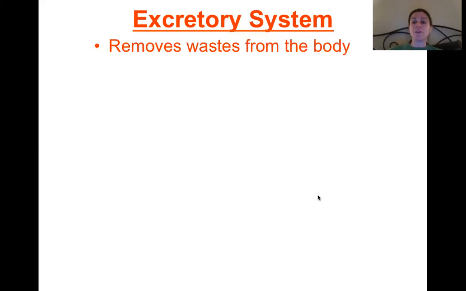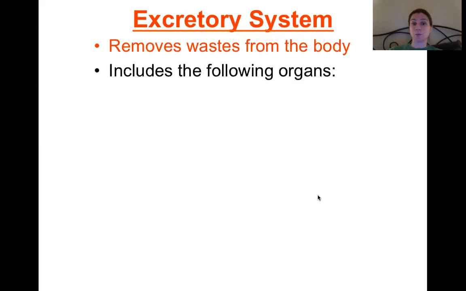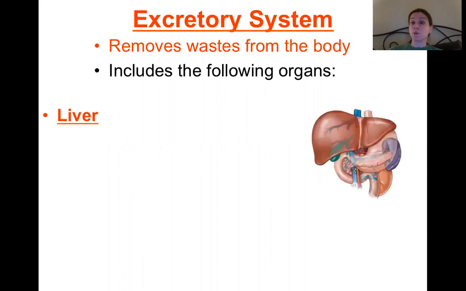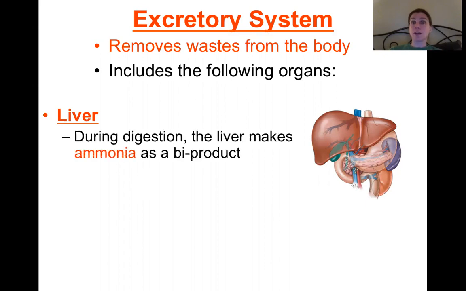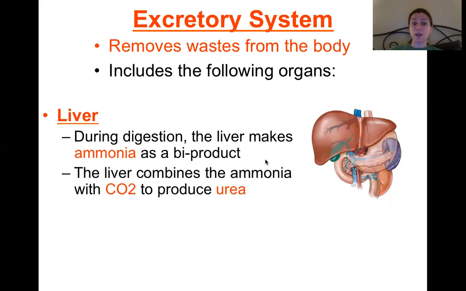Okay, so the whole point of the excretory system is to remove waste from the body, and it's going to include a couple of organs that we've already spoken about. First off is the liver. If you remember, the liver created the bile for the digestive system. Well, in addition to doing that, the liver also makes ammonia as a byproduct. And when ammonia and carbon dioxide, what we talked about last time where we're releasing carbon dioxide, well, some of that carbon dioxide actually comes together with ammonia to produce urea.